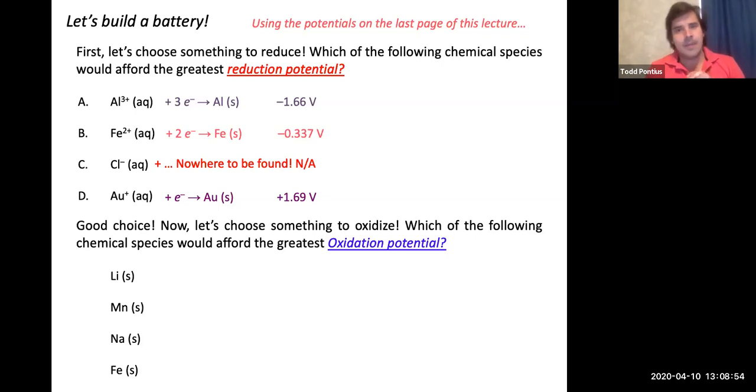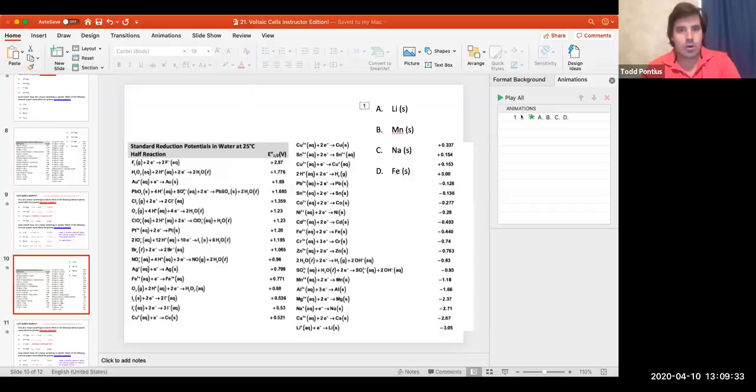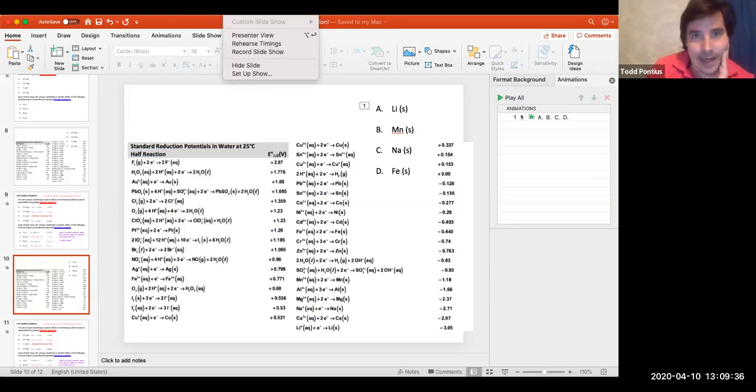It's going to be a baller battery, but we need to pair it with something that wants to be oxidized. So the follow-up question for you is, which of these 4 things are we going to pair it with? One moment. Let's bring up the table again. So we looked at what wants to be reduced. Now our goal is to figure out which one is easiest to oxidize.